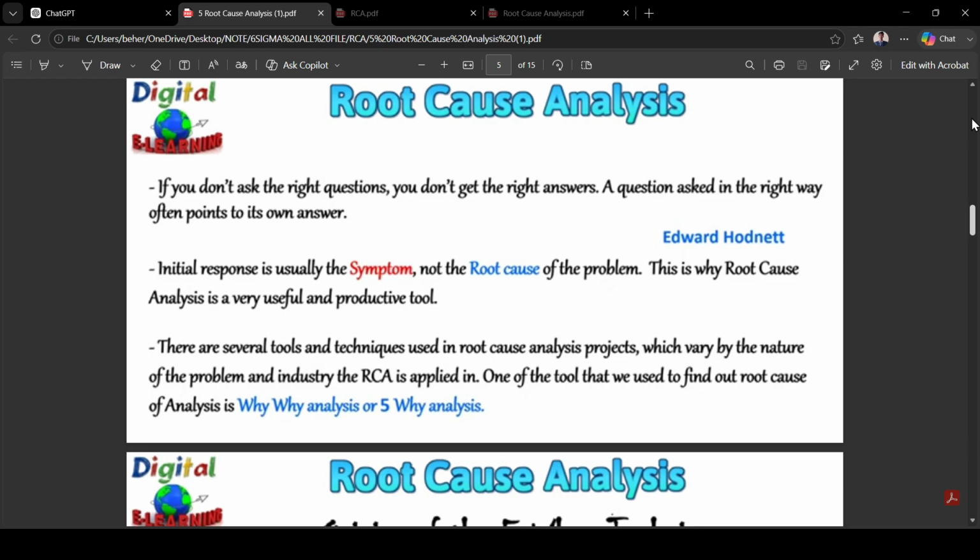If you don't ask the right question, you don't get the right answer. A question asked the right way often points to its own answer. The initial response is usually the symptom, not the root cause of the problem. This is why root cause analysis is a very useful and productive tool. There are several tools and techniques used in root cause analysis projects, which vary by the nature of the problem and the industry it is applied in. One tool we use to find the root cause is the 5 Whys analysis.